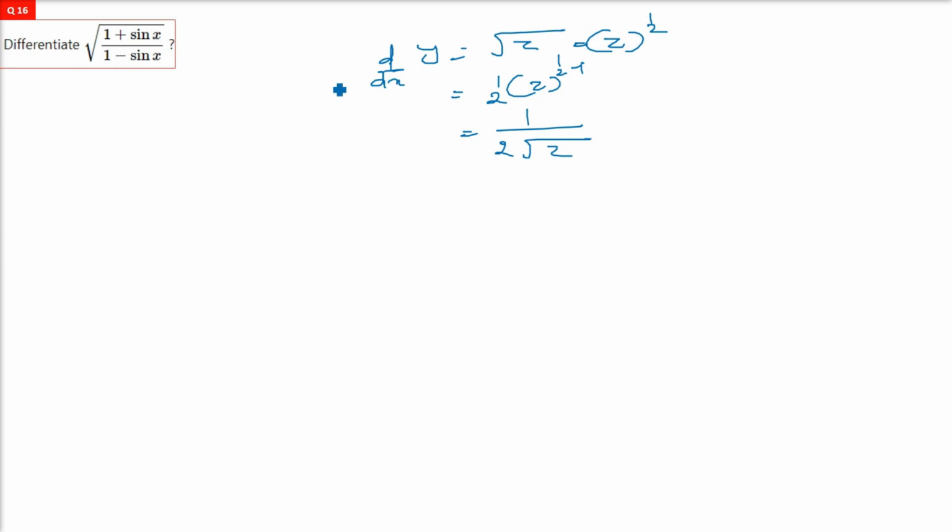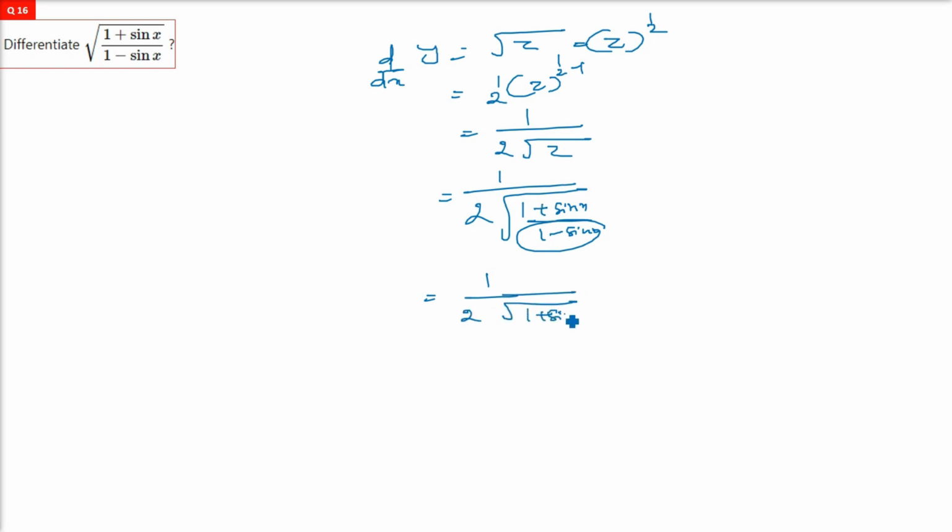But since this content will come in the denominator, when you write it properly, the 1 minus sin x will go in the numerator, 1 plus sin x will come in the denominator. That is how we normally write. So 1 minus sin x is going into the numerator. 1 by 2 into under root 1 plus sin x will remain here, and under root 1 minus sin x will go up. Alright. Now, what to do? Are we done?